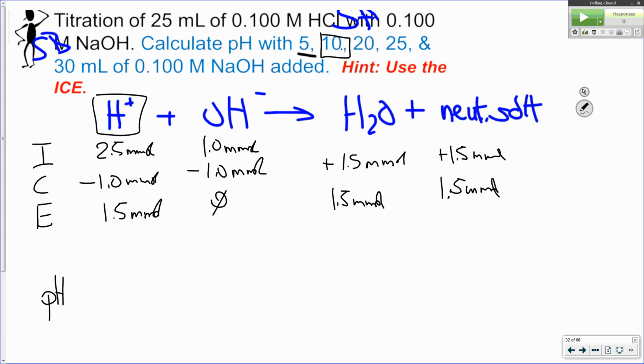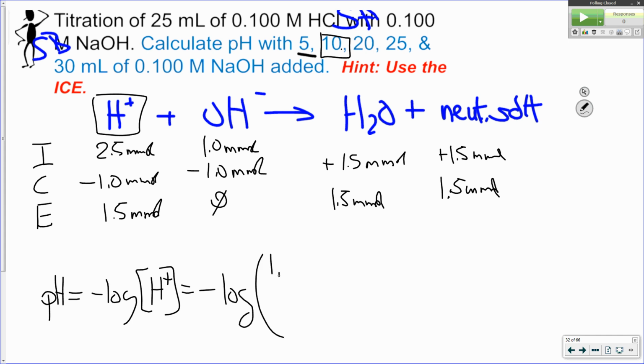So similar to what we did in the last one, pH is the negative log of the concentration of the H+. The concentration is equal to the moles divided by the volume. So I've got 1.5 millimoles. This time the total volume is the initial 25 plus 10, so it's 35 milliliters. The millis cancel out, that's moles per liter. So 1.5 divided by 35, take the negative log. I'm expecting the pH to be going up slightly. Now it went up to 1.37.